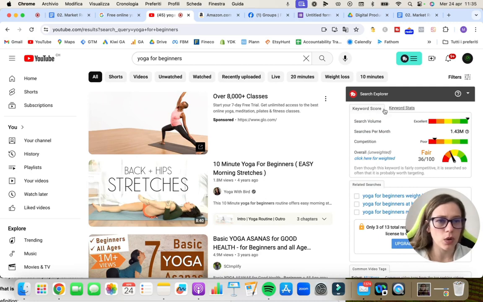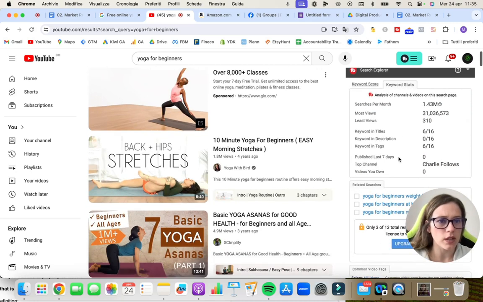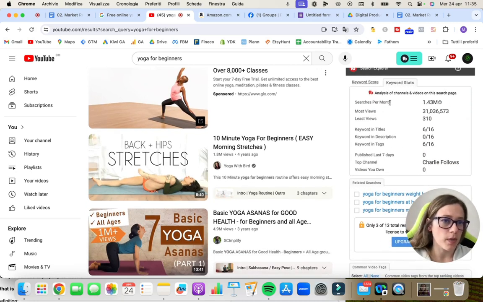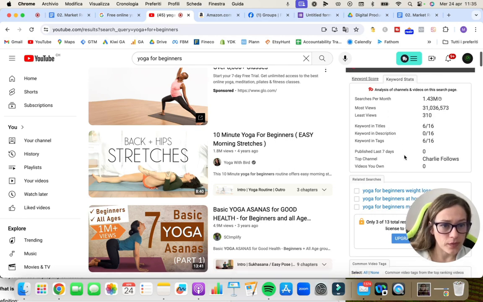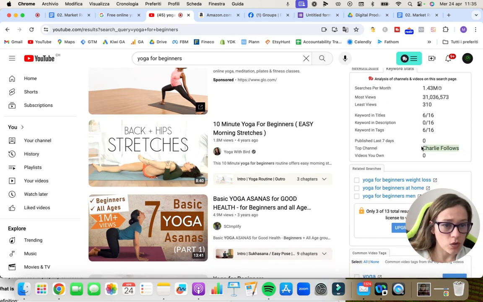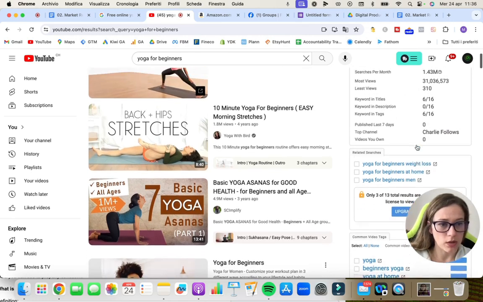After the keyword score, you can also check the keyword stats, and here it gives you the searches per month, 1.43 million. This is the estimated average number of times people search for this exact keyword on YouTube per month globally. It's a lot, okay? And the views are also above 31 million. And these are the top channels as well, if you want to check them out.